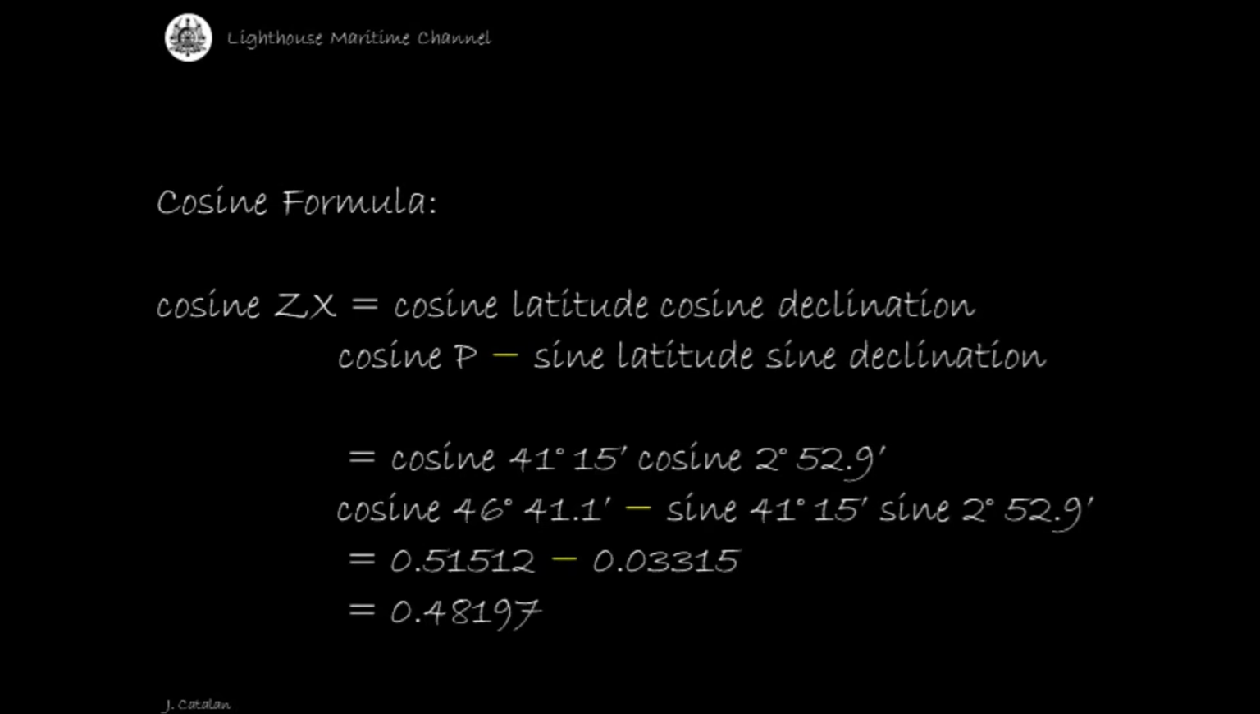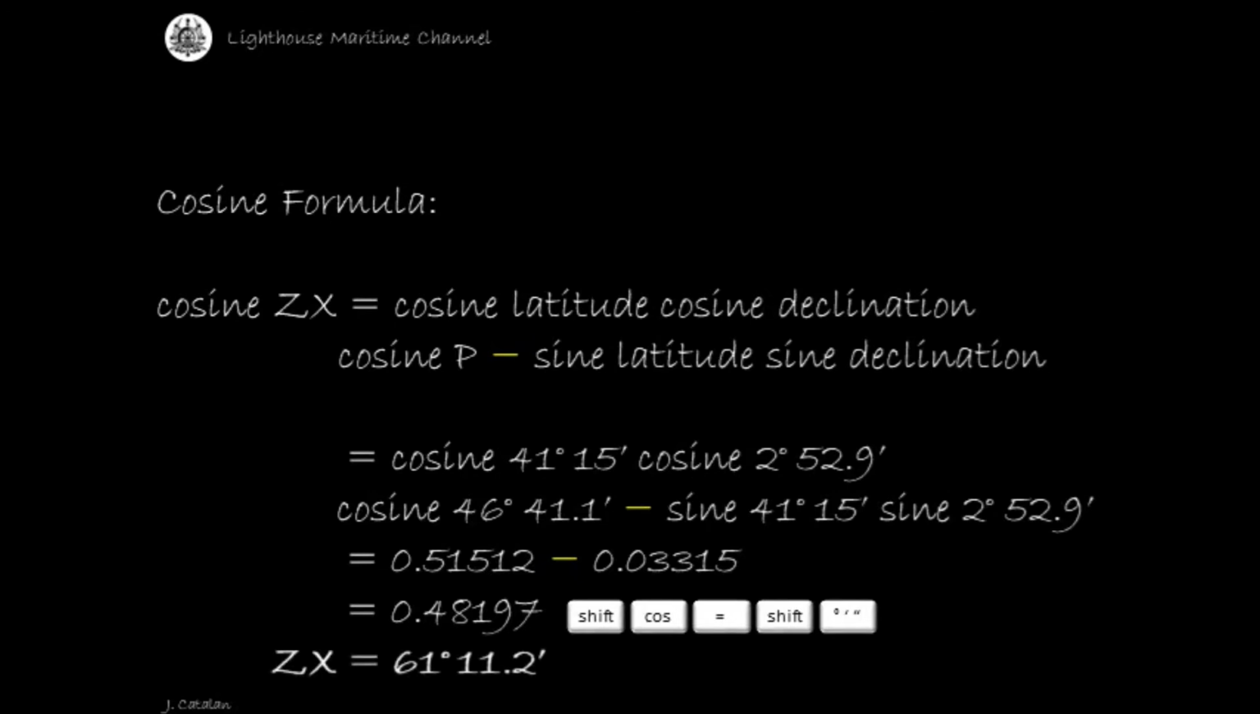In your calculator, press second function, then press cosine, then press equal sign, then press second function, then press degree, minute, and second. The result is 61 degrees 11 minutes 9.08 seconds. Take note of the degrees and minutes. Then divide 9.08 seconds by 60 to obtain the decimal of a minute. The result is 0.2 minute. ZX is equal to 61 degrees 11.2 minutes.